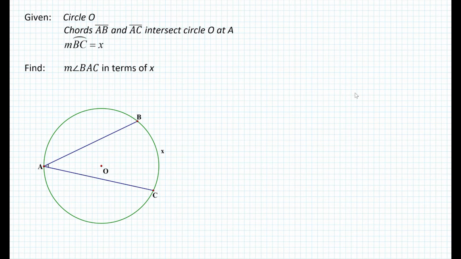So let's say that the measure of arc BC is equal to x. Then what is the measure of angle BAC in terms of x? Basically, we want to find a relationship here between the measure of arc BC and the inscribed angle of those intercepted arcs. And just as a side note, when chords intersect an arc, that is called the intercepted arc. So in this particular example, arc BC is the intercepted arc, okay? So again, we want to find the relationship between the inscribed angle at A and its intercepted arc.